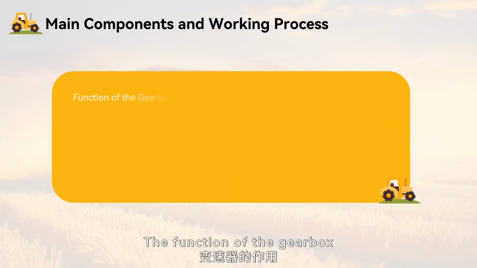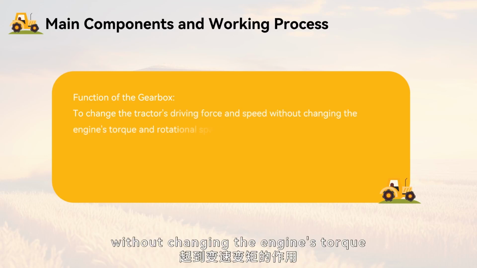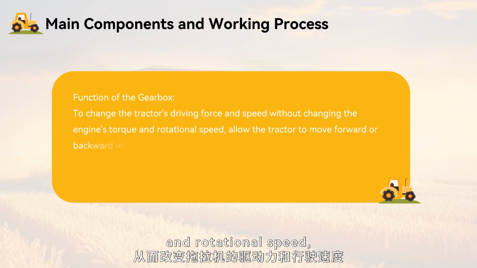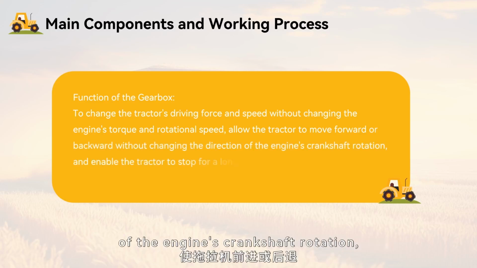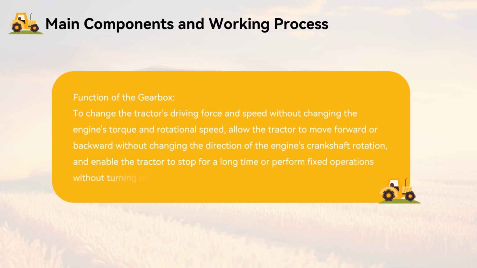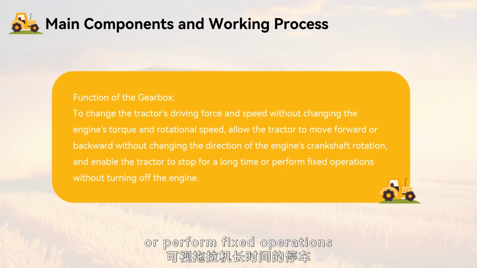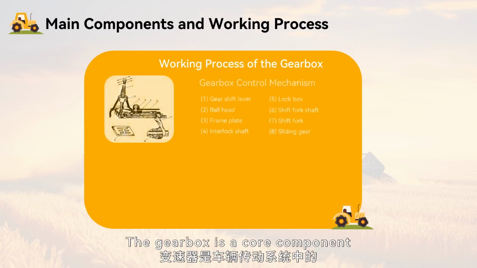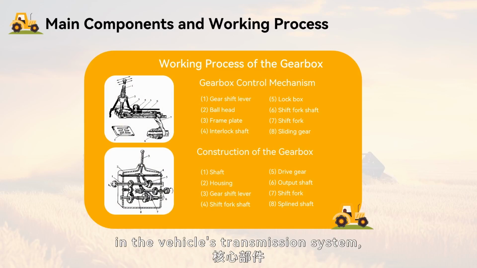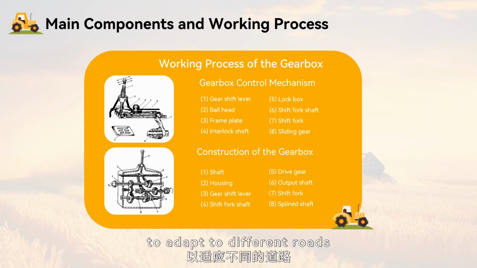The function of the gearbox is to change the tractor's driving force and speed without changing the engine's torque and rotational speed. It allows the tractor to move forward or backward without changing the direction of the engine's crankshaft rotation, and enables the tractor to stop for a long time or perform fixed operations without turning off the engine. The gearbox is a core component in the vehicle's transmission system, assisting the driver in better controlling the vehicle's speed to adapt to different roads and driving conditions.